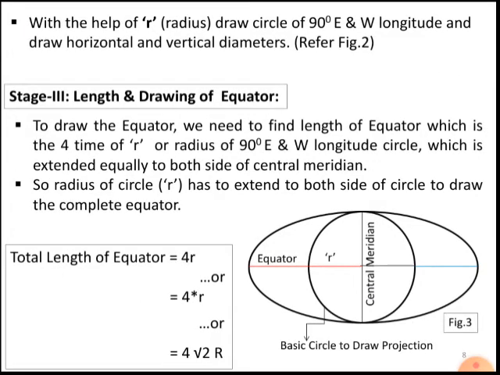With the help of this small r, you must draw the 90 degree east and 90 degree west longitudes, and draw the horizontal and vertical diameters, which will be one of the central meridian, and the other is the half equator. So you can see in figure 3.